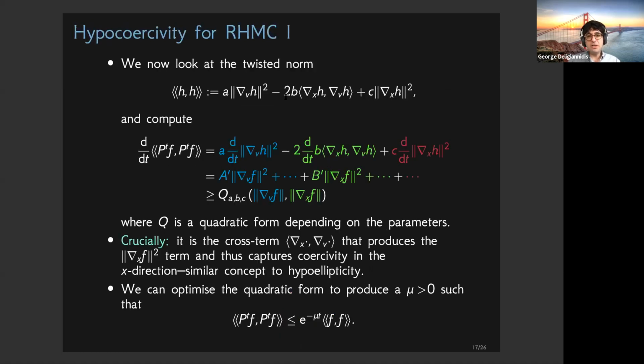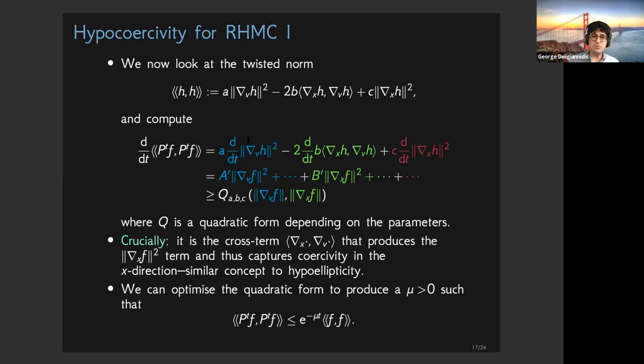So if we look at this twisted Sobolev norm and we take the time derivative, then I've color-coded the terms just to see what's happening. So the blue term is the grad V term. This will also be present in the standard Sobolev norm, as would the red term. But it's the green term that we have introduced.